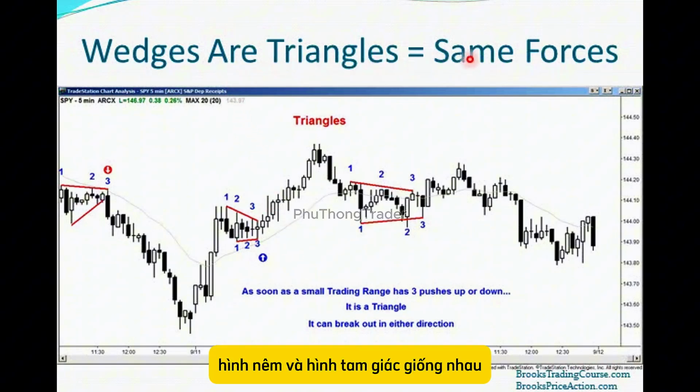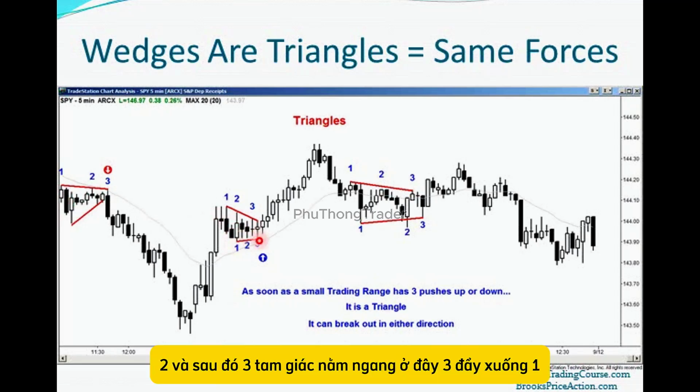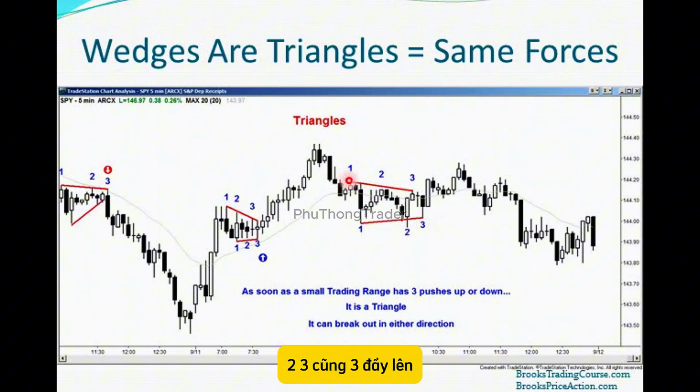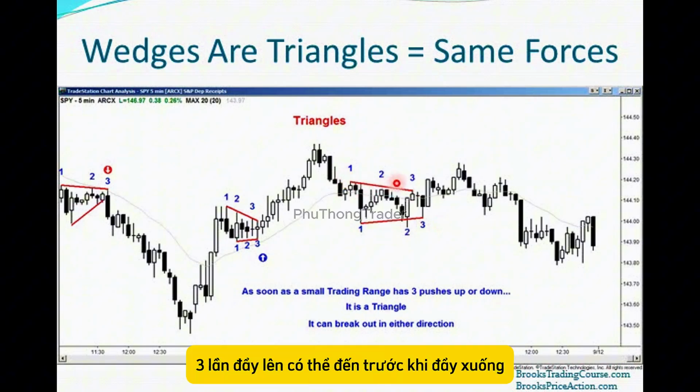Wedges and triangles are the same thing. It's the same process. It's 3 pushes. Here, horizontal, 3 pushes up, it's a triangle. Here, 3 pushes down, 1, 2, and then 3. Triangle, horizontal. Here, 3 pushes down, 1, 2, 3. Also 3 pushes up. The 3 pushes up can come before the pushes down. The pushes down can come before the pushes up.